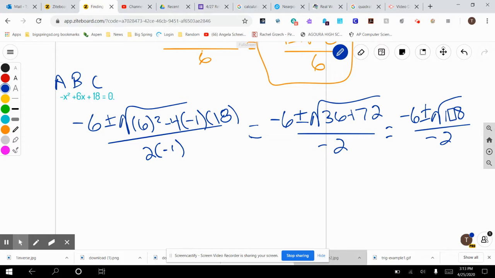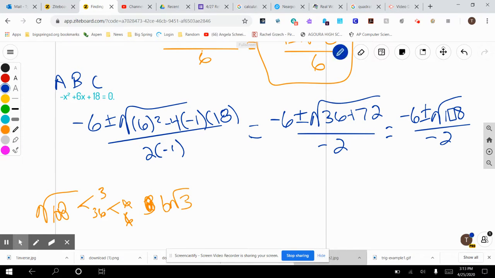What I could do now is actually do the factor tree for this, and you don't have to do this. I'm just showing you, because the square root of 108, if I factor tree that, I could get 3 and 36, and then that would be 6 and 6. So basically this would turn into 6 root 3.